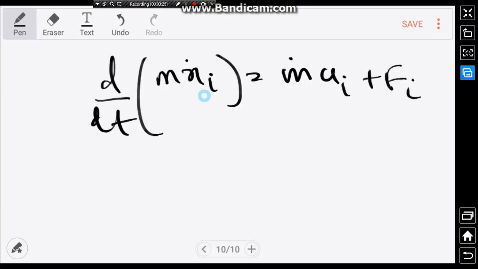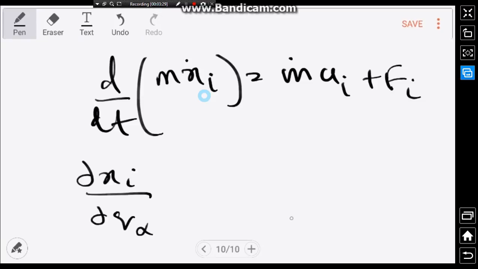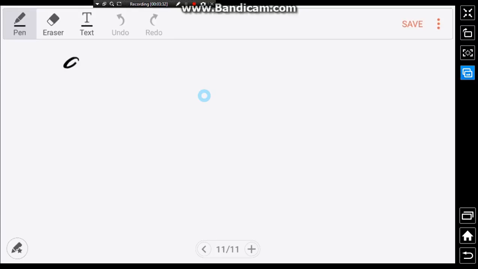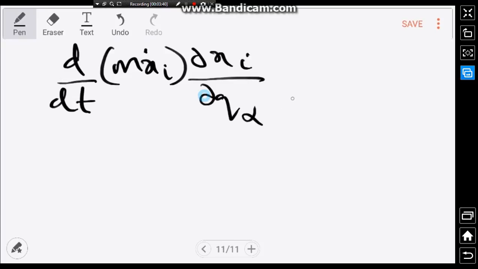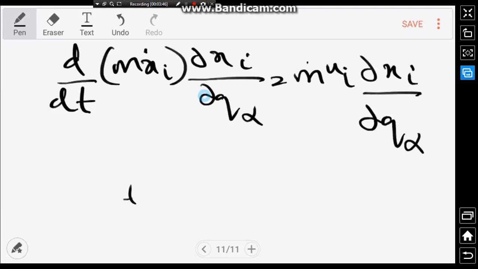If we differentiate this by dou xi upon dou q alpha, we get the following equation, that is d/dt of m xi dot dou xi dou q alpha equal to m dot ui dou xi dou q alpha plus fi into dou xi upon dou q alpha.